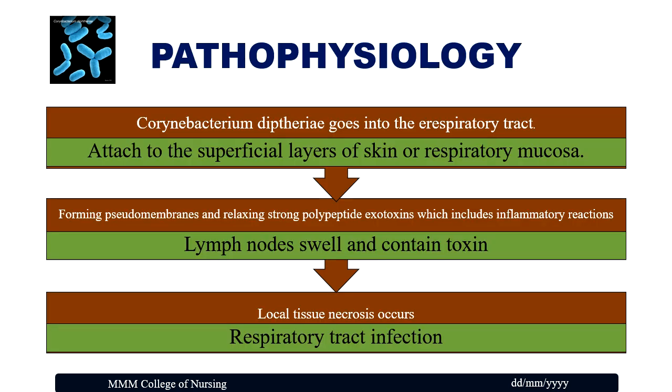Pathophysiology: Corynebacterium diphtheriae goes into the respiratory tract, attaches to the superficial layers of the skin or respiratory mucosa, forming a pseudomembrane and releasing strong polypeptide exotoxins which induce inflammatory reactions. Thereby, the lymph nodes swell and contain toxin, local tissue necrosis occurs and it leads to respiratory tract infection.